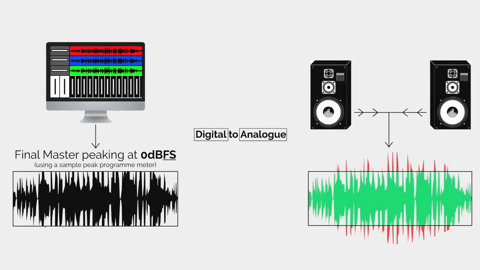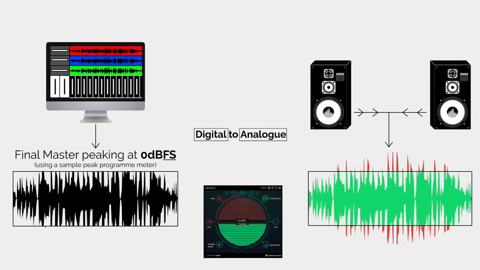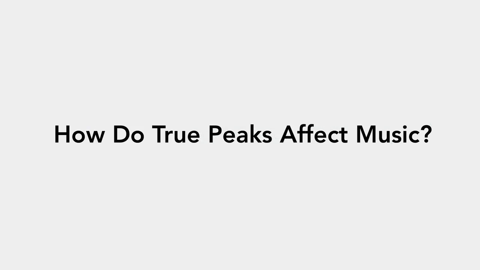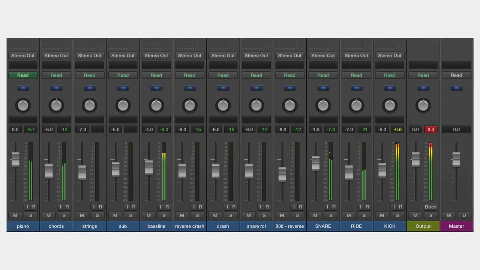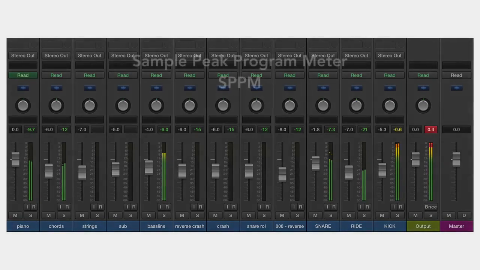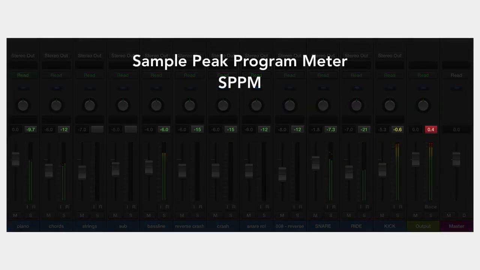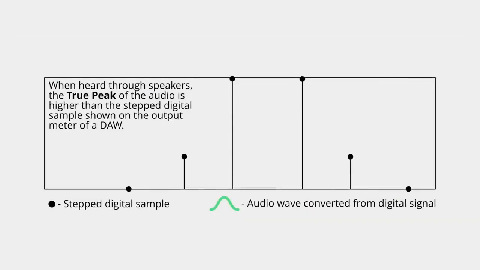A true peak meter displays the absolute peak of an audio's waveform as it will be heard in the analog realm through speakers. How do true peaks affect music? Most DAWs show levels in the digital mixer using a sample peak program meter. This type of meter only shows the peak sample value and doesn't represent the true peak of the audio.